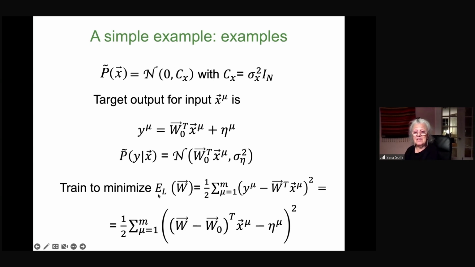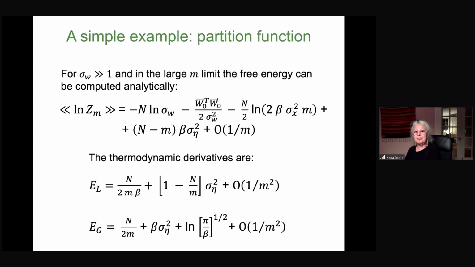So we want to minimize the learning error, which is the target y minus w dot x, which is what the network gives us, squared, sum from mu equals 1 to m with a 1/2. And when you plug this in, you'll get a w minus w0 term, which tells you that you're going to minimize by making w equal to w0, but the error will never be 0 because we'll have this eta squared that will give you a sigma_eta squared. You have to deal with the variance of the noise.